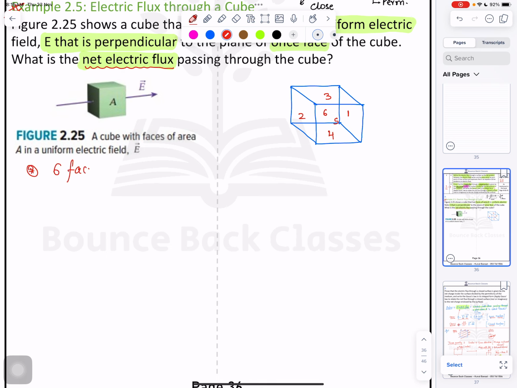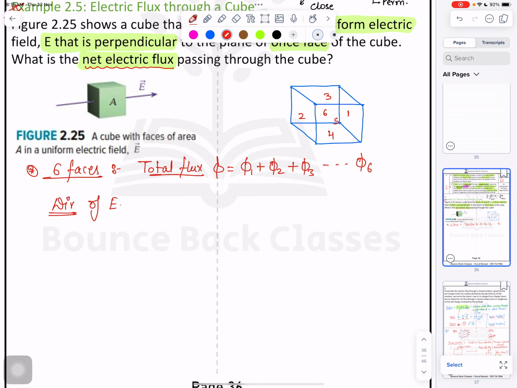6 faces. So we need to find 6 fluxes. Total flux should be equal to phi 1 plus phi 2 plus phi 3 up to phi 6. So you need to find each phi. What is the direction of the electric field? Can I say it is in the positive x-axis? Yes or no? From here you can easily understand. This is along the positive x-axis.